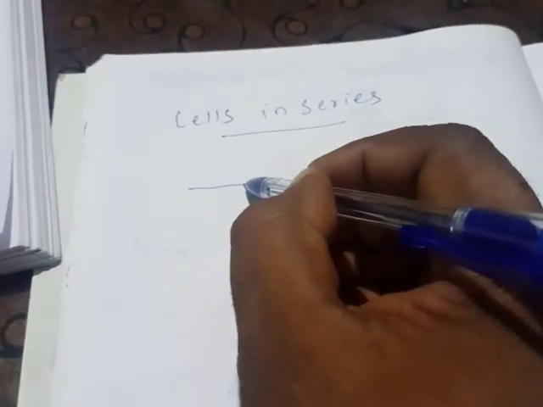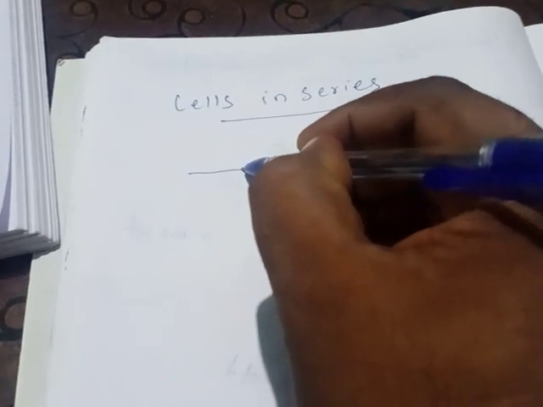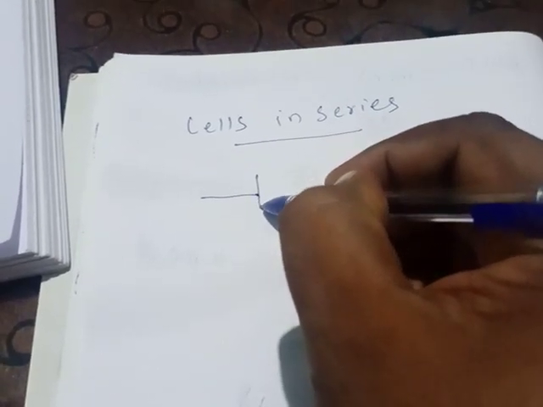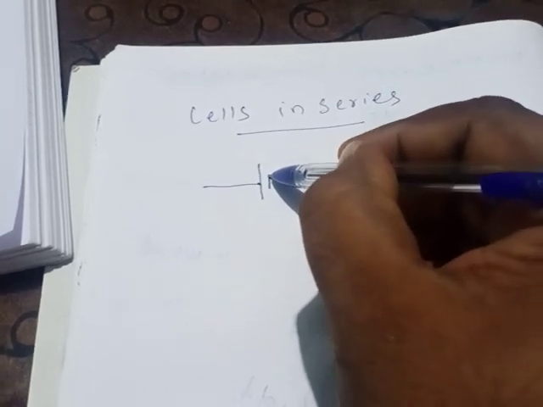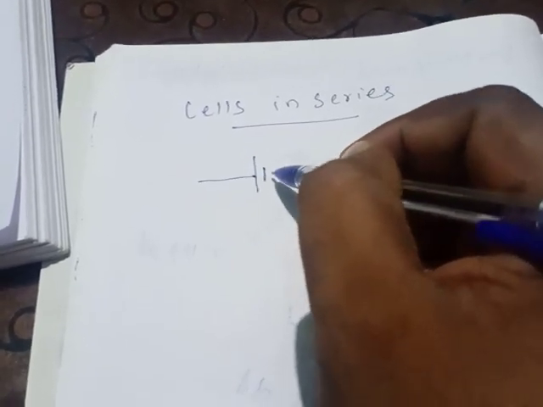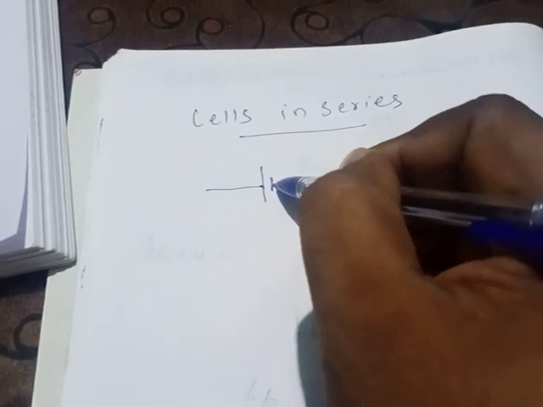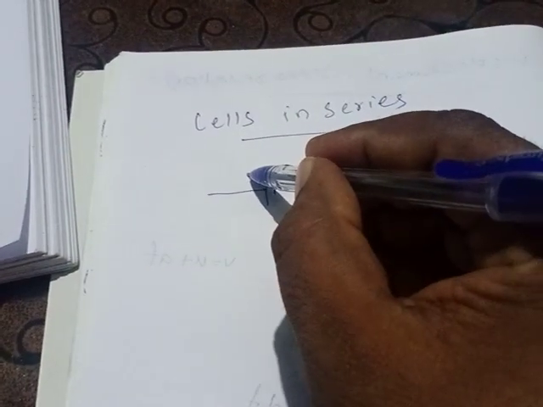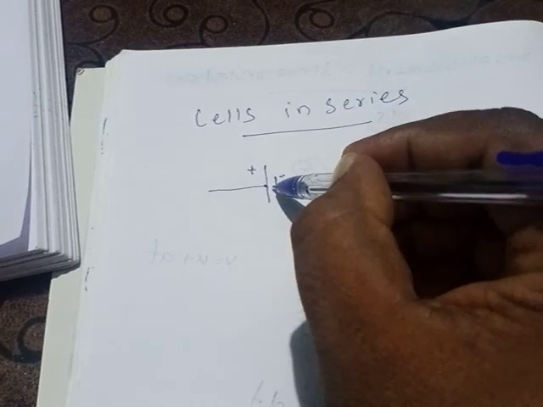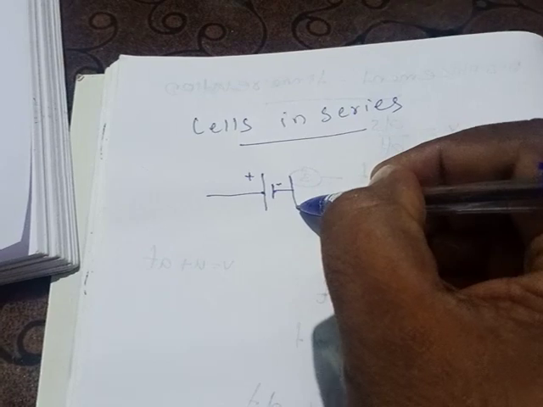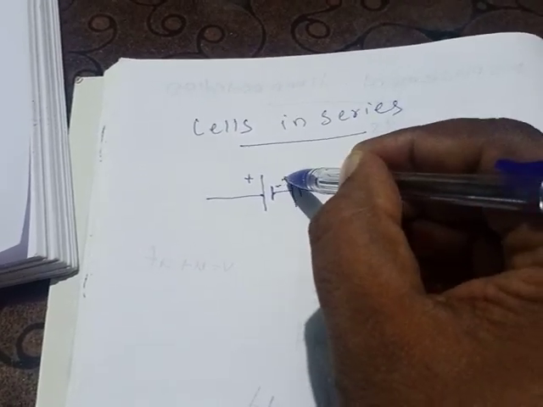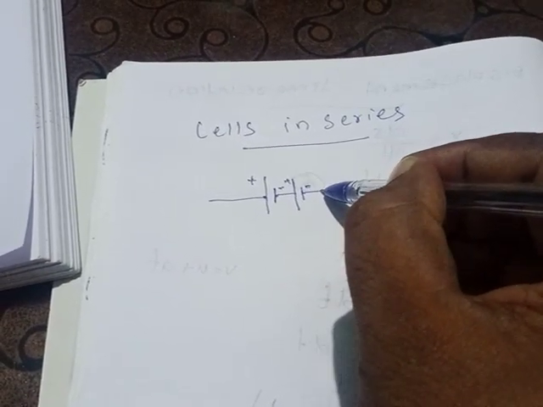First, let us see the connections in series. Let us see how we are connecting. This long line indicates the positive terminal of the cell, and this is the negative terminal of the cell. So this is a single cell. Now I am connecting another cell along with this. Now you see this is plus, this is minus.